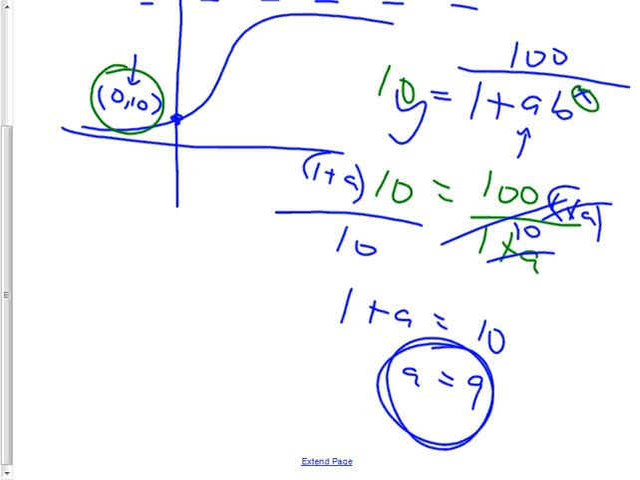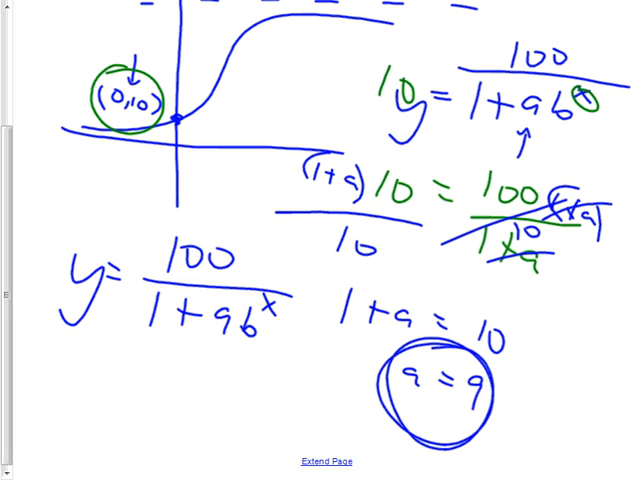Raise your hand if you had a equals 9. Okay, good. Do you get why we're not done? Because all we have right now is y equals the limit of the growth on top, 100 over 1 plus a is 9, b to the x. I still haven't even figured out b yet. How do I do that? Put the other point in.